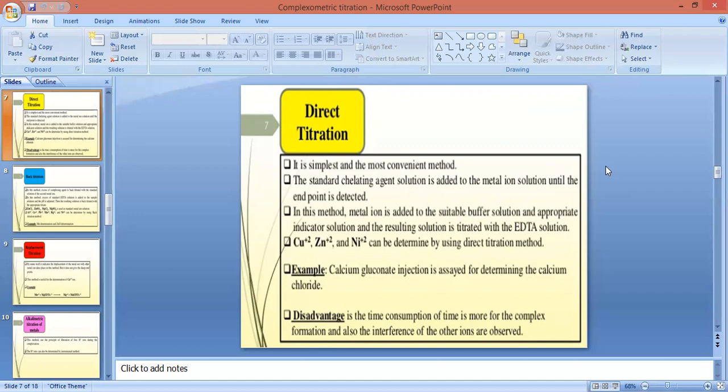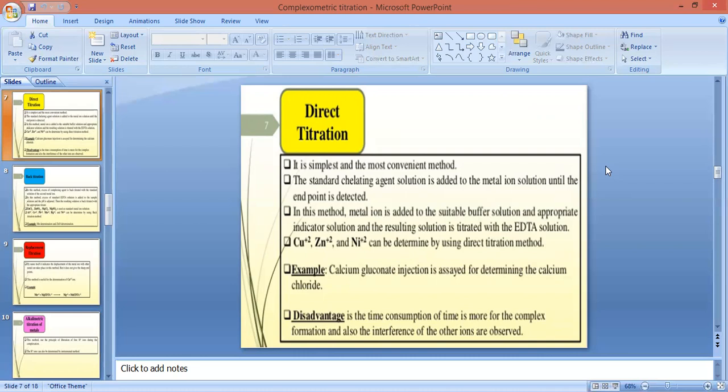In the direct method of titration, the contents in the burette will be the standard complexing agent, that is disodium EDTA. The contents in the conical flask will be the aqueous solution of the metal ion. Next, we perform all complexometric titrations in a buffer solution, in a buffer of pH 10, in order to maintain the stability of the complex formed between the metal ion and complexing agent.